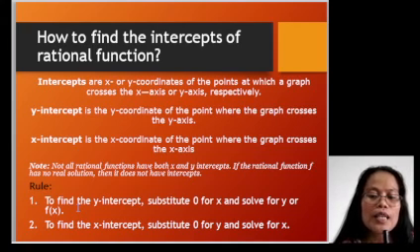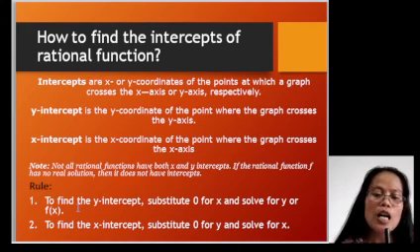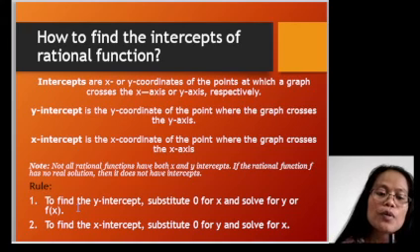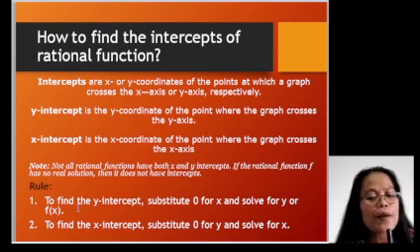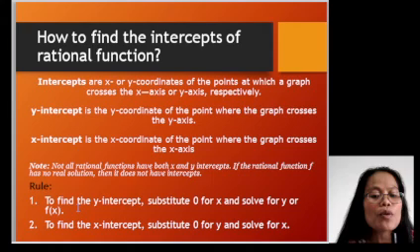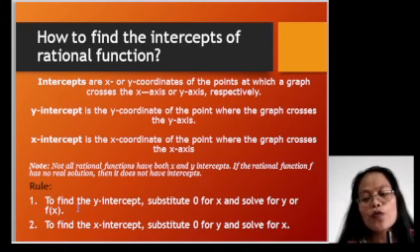If mangita tag y-intercept, atong pulihan og 0 ang x, and we need to solve for y. And if we are going to find the x-intercept, ato akong pulihan og 0 ang y, and we need to solve for x.